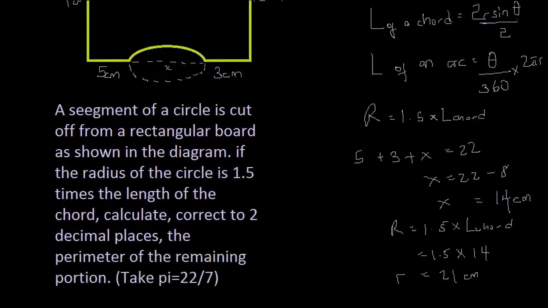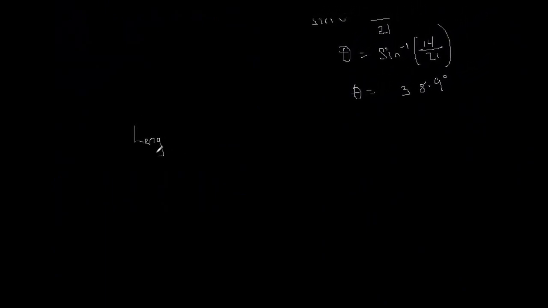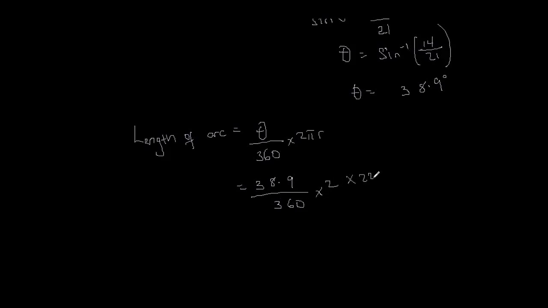If I've gotten the value for theta, I can come back here and get the length of the arc. So the length of my arc is theta over 360 times 2 pi r, which means 38.9 over 360 times 2 times 22 over 7 times r, which is 21. Calculating this, you have the length of the arc equal to 14.28 centimeter.